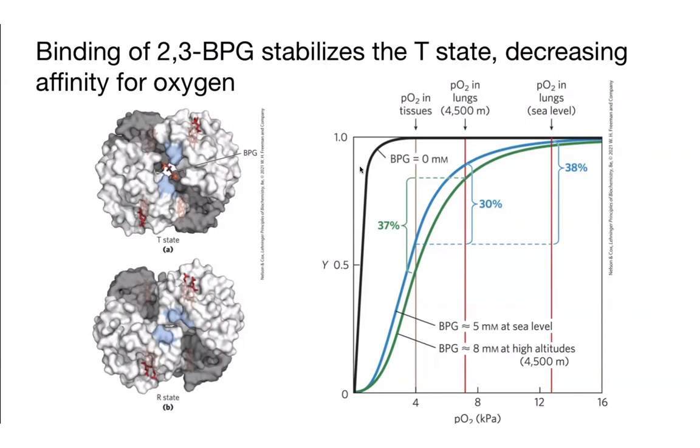hemoglobin. At high altitudes, there's less oxygen in the air, so there's a lower partial pressure of oxygen at, say, 4,500 meters versus sea level. As a consequence, even if you take up all the oxygen that's available in that air, you're going to be starting with a lower amount than if you are at sea level.